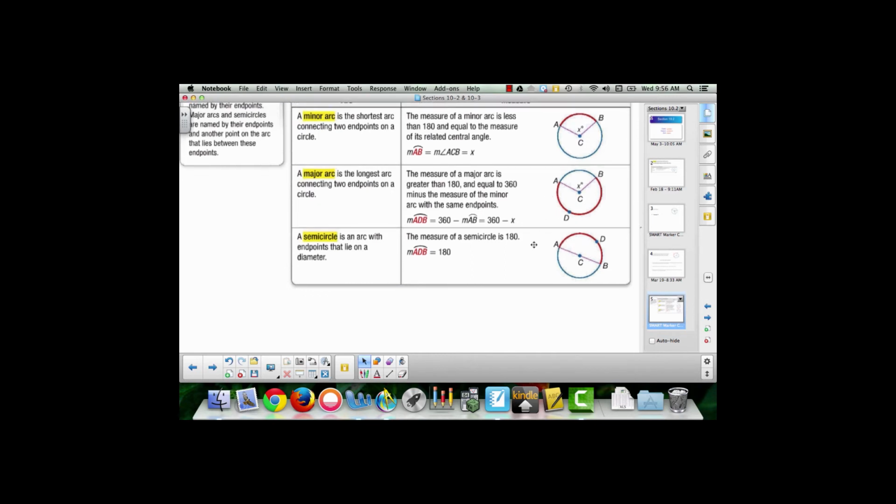Finally, we have what's called a semicircle. Semicircles are also named with 3 letters. Their endpoints and then a point in between them. Semicircles are special because their endpoints will also be the endpoints of a diameter. Semicircles are 180 degrees always. Therefore, the pictures will not have to tell you that that arc's measure is 180. You should be able to know that by seeing that it is made by a diameter or a segment that goes through the center of the circle.